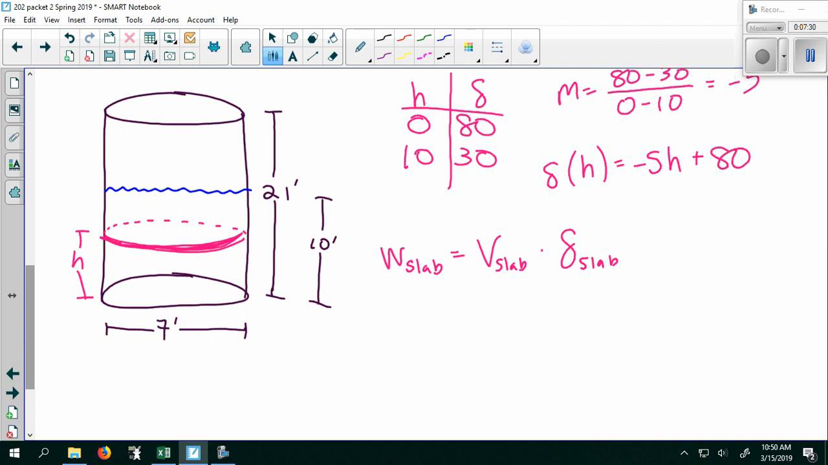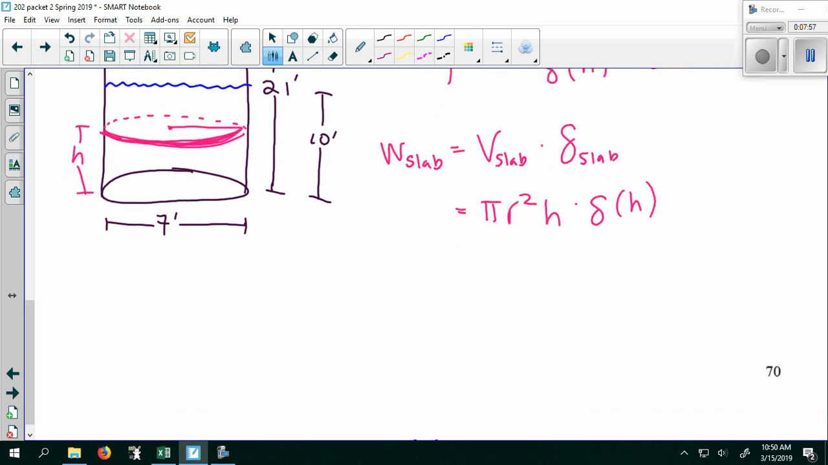All right, so the volume of this disk of water is pi r squared h, and then the density of the slab is delta of h, okay? The density at a given height. Okay, what is the radius of this slab of water? 3.5. Yep, it's just half the diameter, because the radius is the same all the way up and down the cylinder. So that's a constant.